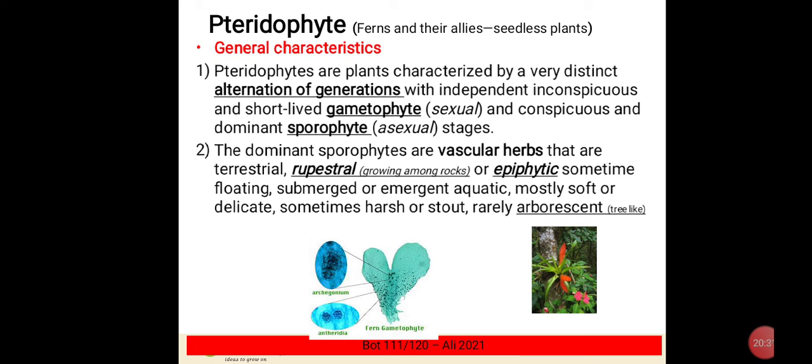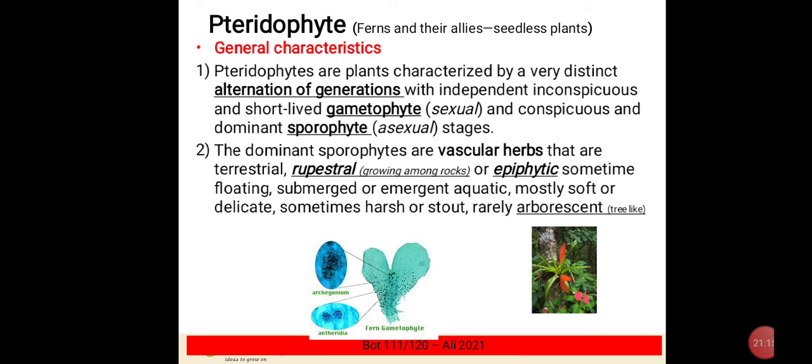Number two, the dominant sporophytes are vascular herbs that are terrestrial. Now, what's the meaning of vascular herbs? Those are herbs containing vascular bundles, and that's why we say the dominant sporophytes. Sporophytes, I said, they are the spore-bearing structures. The dominant generation in a pteridophyte. The vascular herbs are terrestrial. Vascular meaning that they contain the vascular bundles. That is the xylem and the phloem.